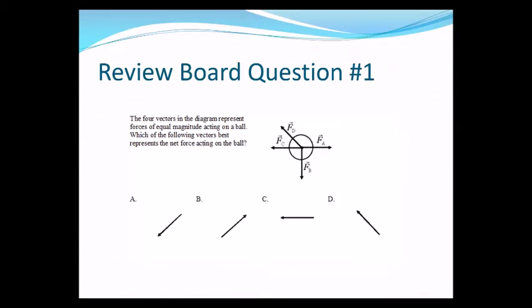Hey everybody, so we're going to start off with some review board questions from the last lesson. Feel free to pause the video and try it yourself. The four vectors in the diagram represent forces of equal magnitude acting on the ball. Which of the following vectors best represents the net force acting on the ball? So let's give this a go.